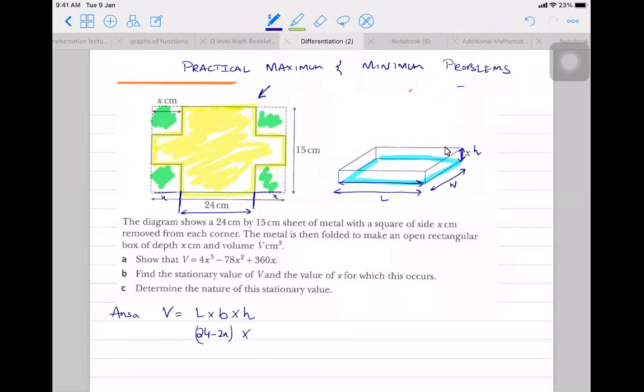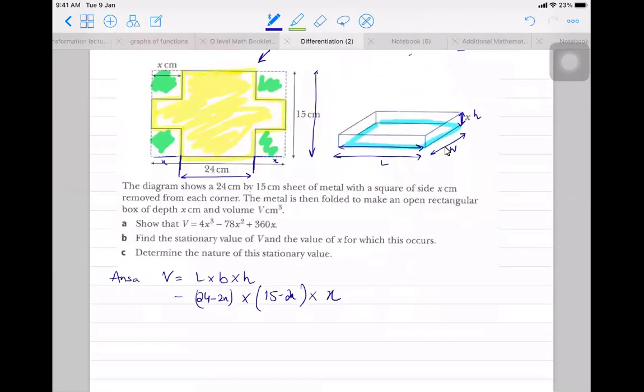Same goes for the width. This is going to be 15 minus 2x. Multiply by the height, that is x. Now you need to multiply these three factors and check if it simplifies to 4x cube minus 78x square plus 360x.